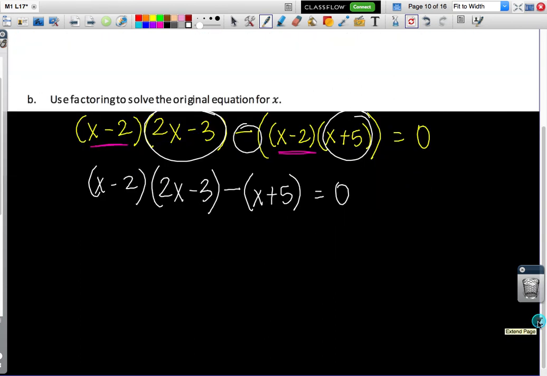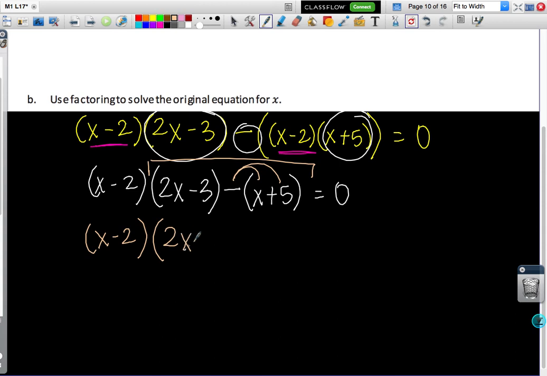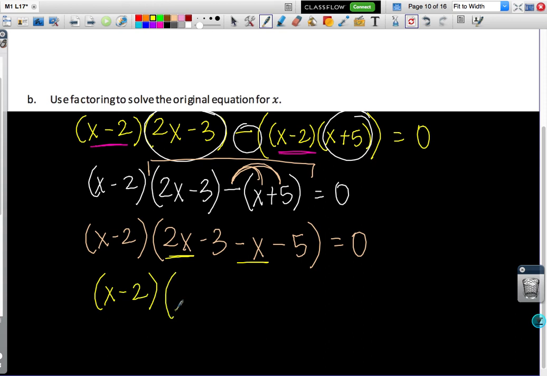Okay? From here, we need to simplify this middle section. So we are going to distribute this negative. So we've got (x - 2)(2x - 3, negative 1 times x would be negative x, and negative 1 times 5 would be negative 5) equals 0. Now combine like terms where you can. 2x - x is really just x, and negative 3 minus 5 is negative 8.